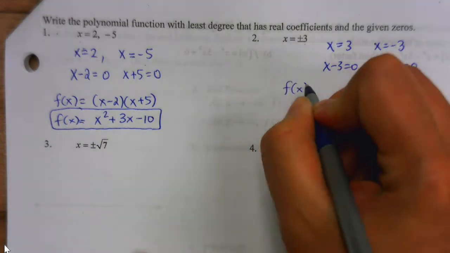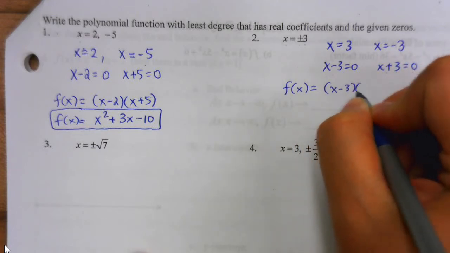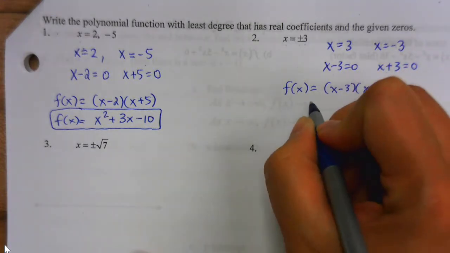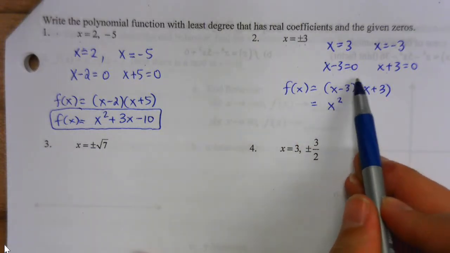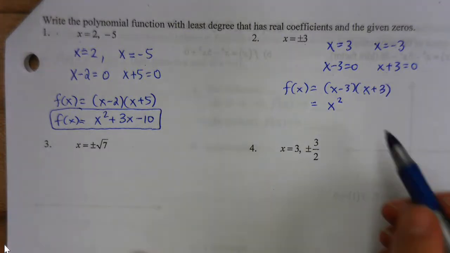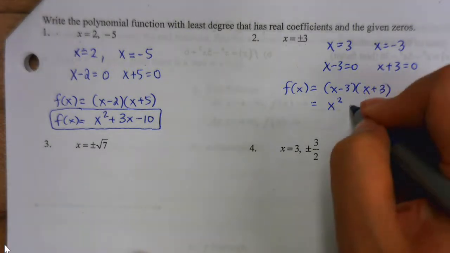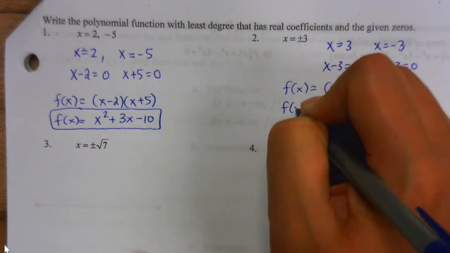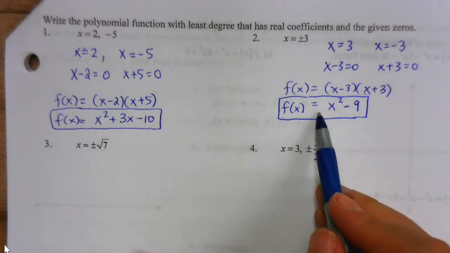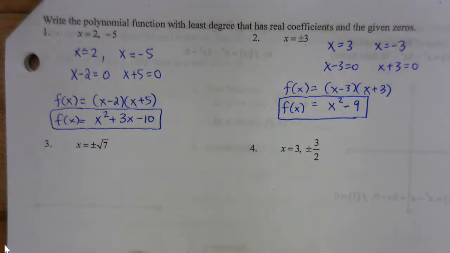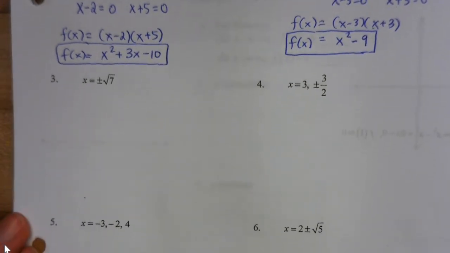So we have f of x is equal to x minus 3 times x plus 3. Multiply that out. It's a difference of squares. I get x squared. I get a minus 3x and a positive 3x. Those make 0. And then I have the 3 and the negative 3, which gives me negative 9. So we have f of x is equal to x squared minus 9. Again, we're used to doing it the other way, but in this case, we're trying to write the equation of the polynomial.